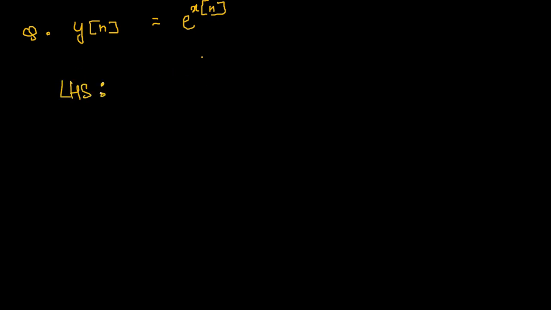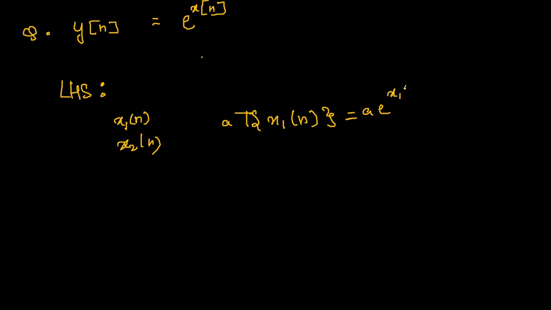So what we do in LHS is we take each signal and we pass it through the system, right? So let's take x1 of n as the first signal and x2 of n as the second signal. So what I do is I take T of x1 of n and I multiply it with a as well. That gives us a into e to the power x1 of n. And similarly b into T of x2 of n.